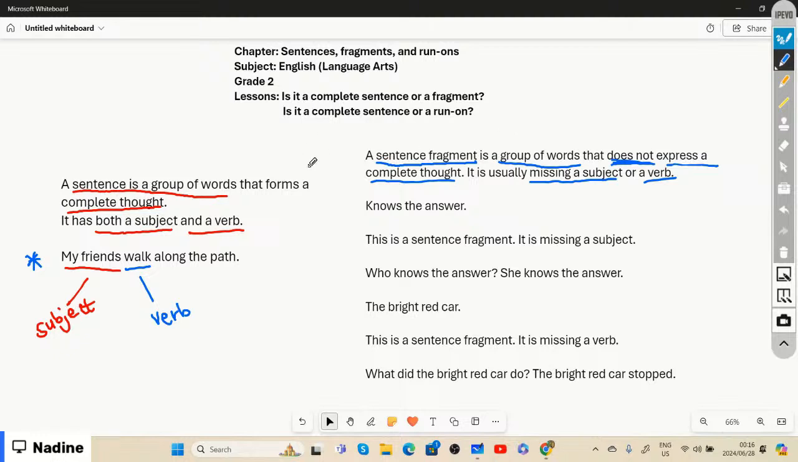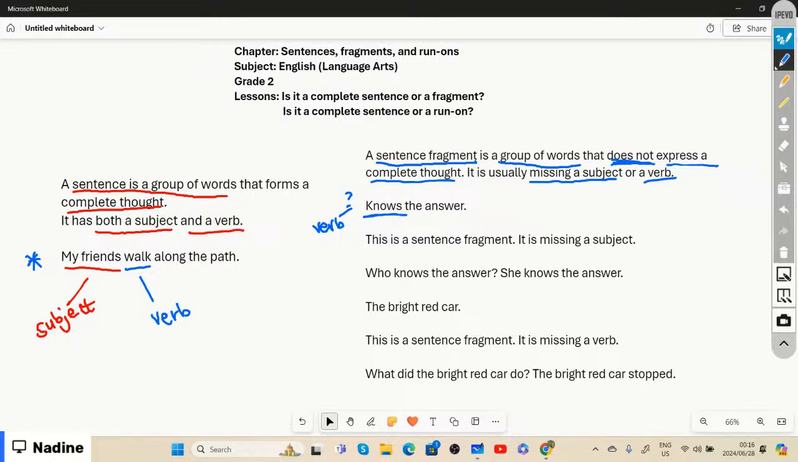All right, so if we say "knows the answer," "knows" is our verb. But now, can you see? They're not telling us who knows the answer. They're only telling us "knows the answer," but they're not telling us who knows the answer, which means that this is a sentence fragment because it is missing the subject. It is not telling us who knows the answer.